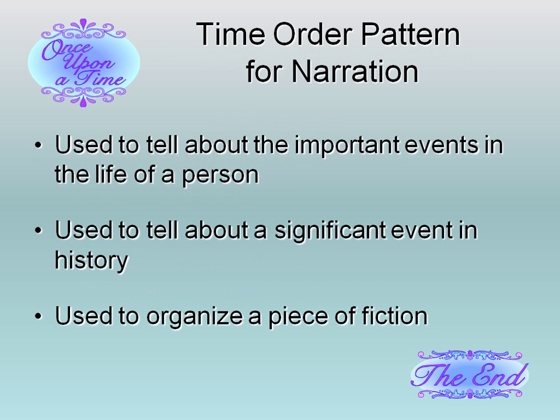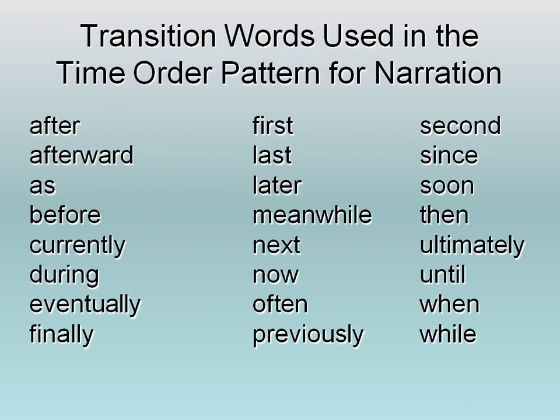An author will use narration to tell about the important events in the life of a famous person or a significant event in history. Narration is also used to organize a piece of fiction. Transitions of time signal that the writer is describing when things occurred and in what order. The writer presents an event and then shows when each of the additional events or details flowed from the first event. The following is a list of transitions used in the time order for narration pattern. Read the list of transitions.